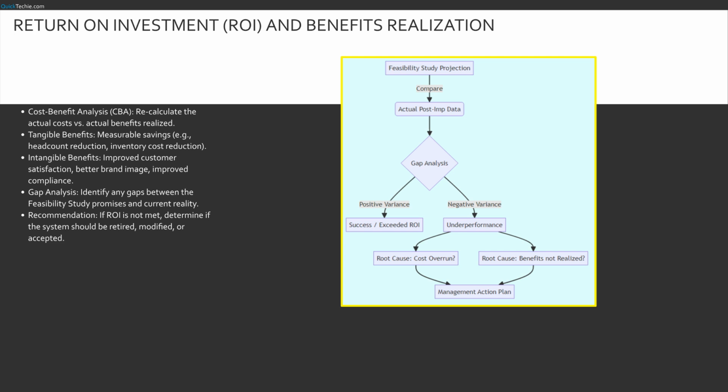This is the bottom line slide. Did we make money? We perform a benefits realization review. We take the original feasibility study from Phase 1 and compare it to reality. We look at tangible benefits. Did we actually reduce headcount or inventory costs? We also attempt to value intangible benefits like customer satisfaction.